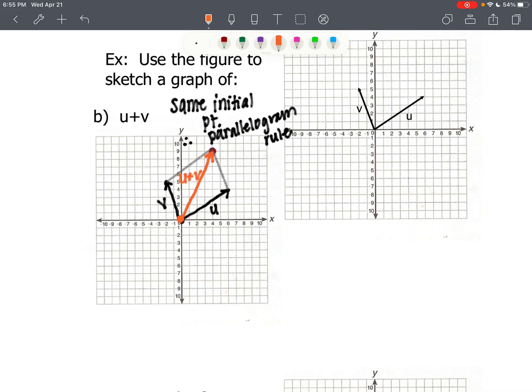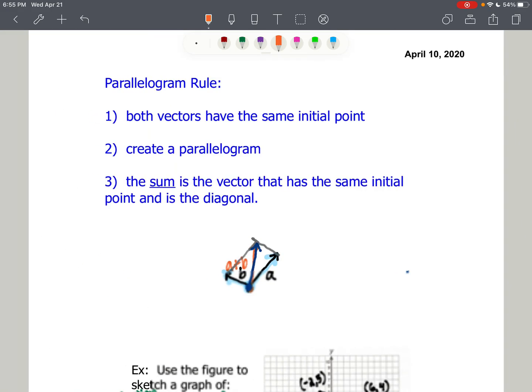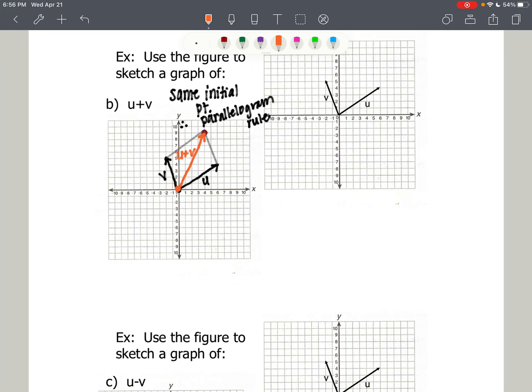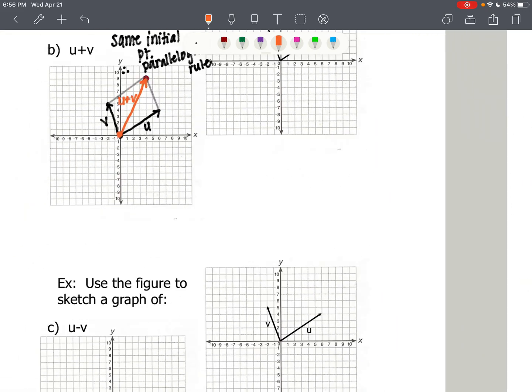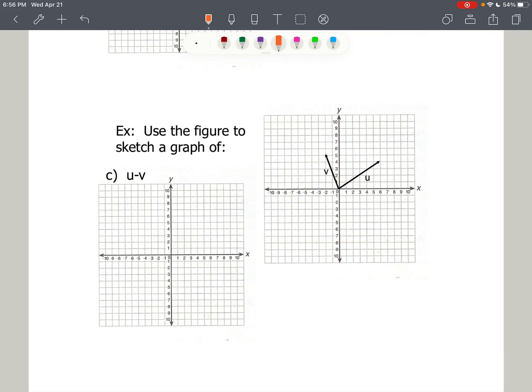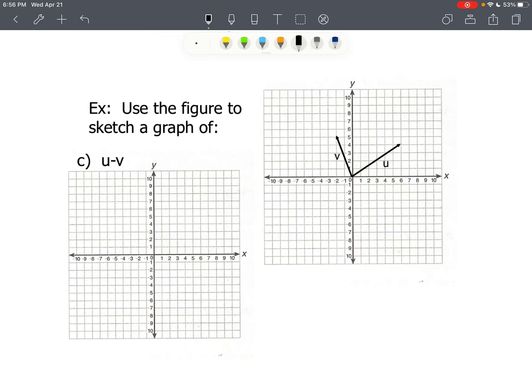Okay, let's try another. Let's make sure I got both of those there. So we have u plus v, and now we're going to add u minus v, which is actually subtraction, but I'm going to make it addition. So u minus v is the same as u plus negative v. So if I want to add u and negative v, u is going to have an initial point at 0, 0 and a terminal point at 6, 4.